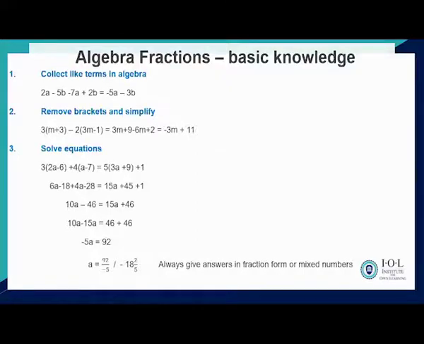Negative 92 on 5 will be also accepted. Or if the question says, give your answer as a mixed number, you have to give it as a mixed number, which means whole numbers and fractions. So minus 18 and 2/5. In many of these questions, students lost a lot of marks because of this.